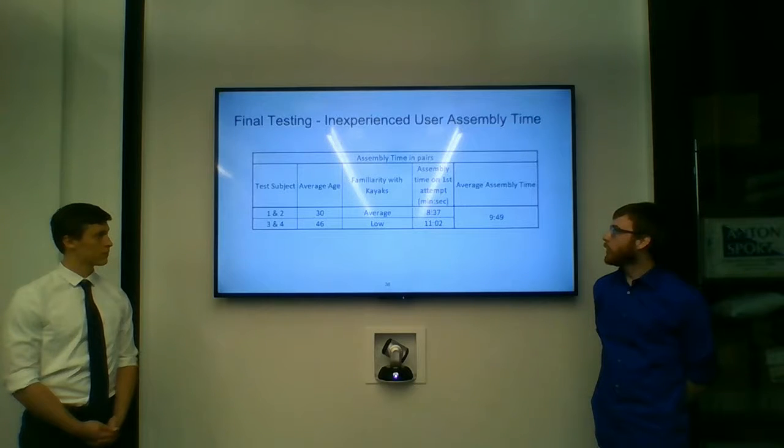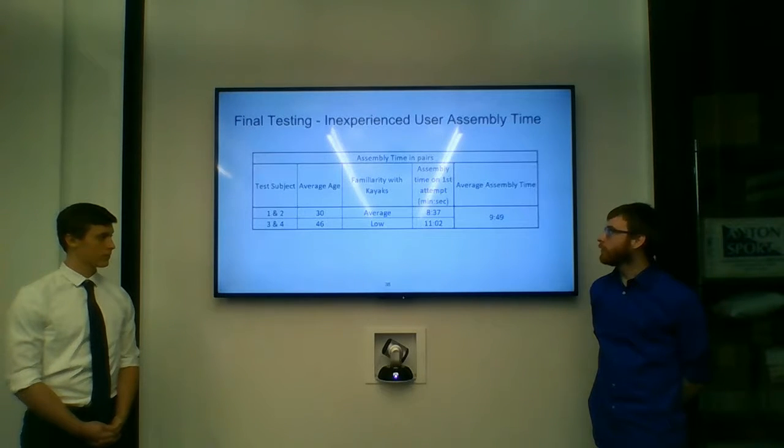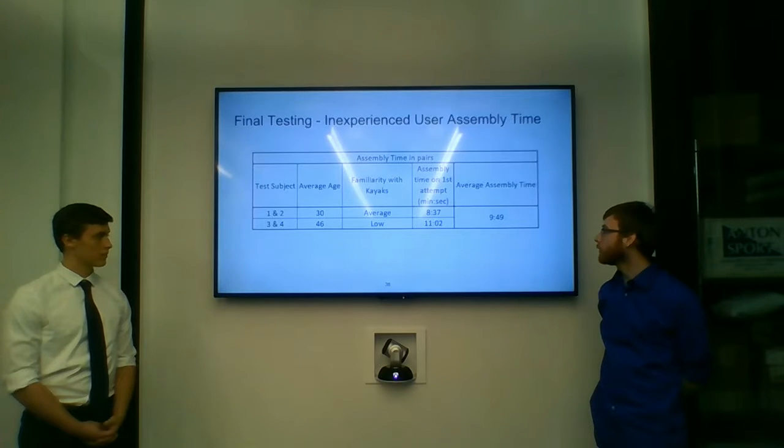With the manual, we went to a group of people and had them assemble the kayak in pairs. The resulting assembly times were 8 minutes and 37 seconds and 11 minutes and 2 seconds, for an average assembly time of people unknowing of our project of 9 minutes and 49 seconds.